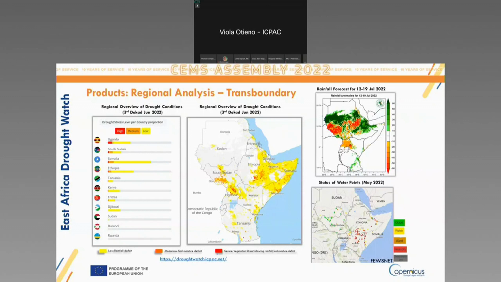And then, as mentioned before, we try to look at the forecast as well, and we also try to look at other sources of information. So the map you see on the bottom right is from FuseNet, and this is the map showing the status of water points. So whether the water points are in good condition, or they are under watch, alert, or near dry, or seasonally dry as well.